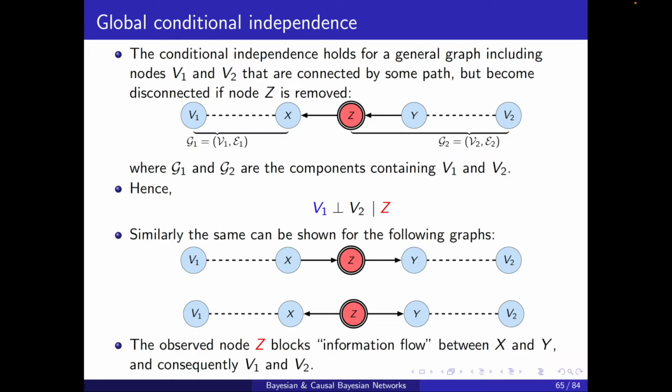An intuitive way to think about all this is that the node Z is blocking information flow between nodes V1 and V2. For example, in the first one here, you can think of V2 sending information to V1, but then node Z is blocking it here. And similarly, in the second one, V1 is sending information to V2, node Z is blocking it. In the third case, it's like Z is the common source of information for both V1 and V2, but now that it's blocked, there's no common source, and the two are independent of each other.